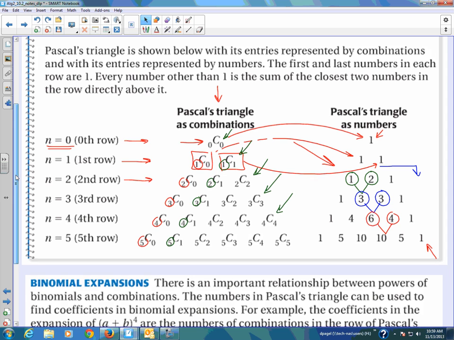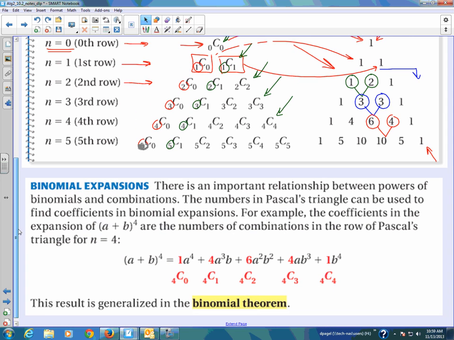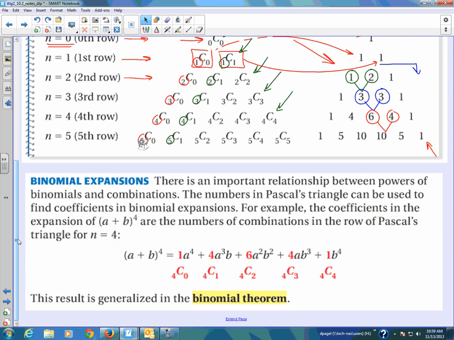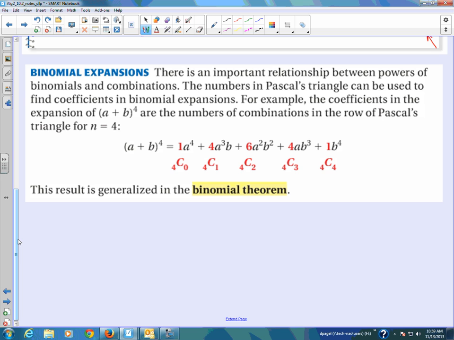All right, this helps us develop what we know as the binomial theorem. What is happening here is we're taking a binomial and we are expanding it. For example, here we have a plus b to the 4th power. I could take a plus b times a plus b times a plus b times a plus b, FOIL that all out, distribute it, and end up with this expanded form that we see here of 1a to the 4th plus 4a cubed b plus 6a squared b squared plus 4ab cubed plus 1b to the 4th.